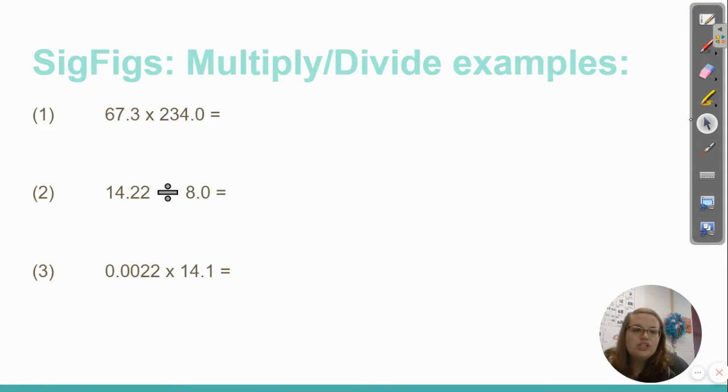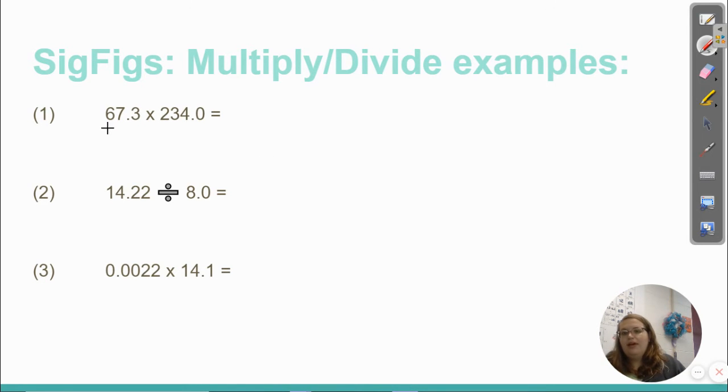And multiplication division, you're just looking for the least number of significant figures total. So I have 3 significant figures in this number. I have 4 in this one, so I want 3 in my final answer. I'm going to round to 3. So 67.3 times 234.0 gives me this number unrounded.